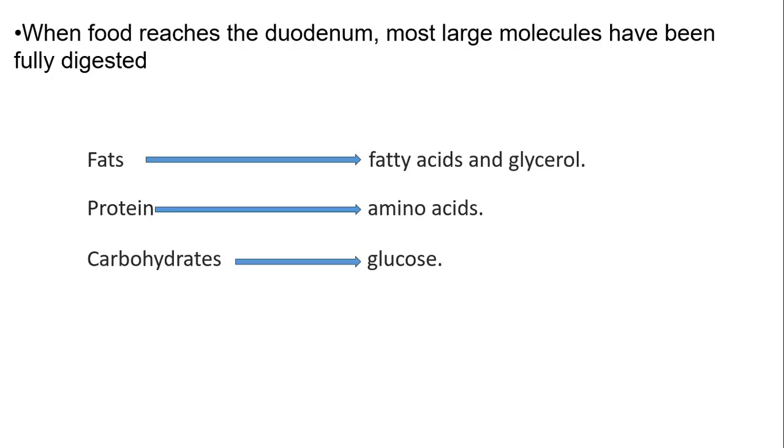When food reaches the duodenum, remember the journey of the food from the previous lessons. The food now is in the duodenum of the small intestine. Most of the large molecules have been fully digested. So this is chemical or physical digestion? Chemical. Now the fats turned into fatty acids and glycerol. Proteins turned into amino acids, and carbohydrates turned into their monomer, which is glucose. So now all you have are monomers, which are small molecules that are water soluble.